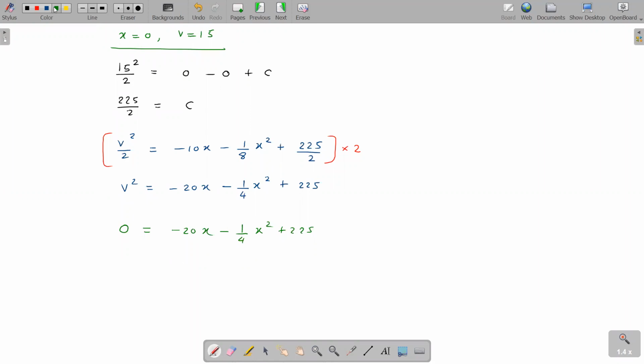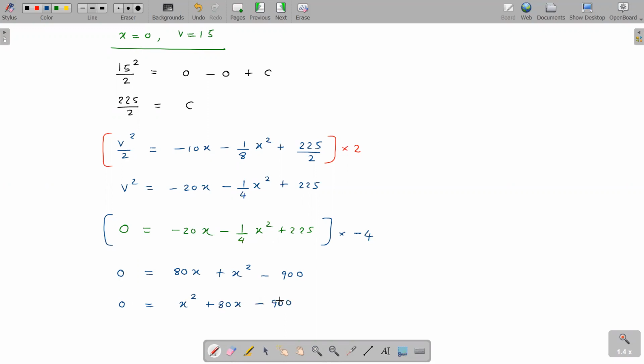So I'll make it a proper quadratic equation by multiplying everything with a 4, since there's a 1 over 4. And since it's a minus 1 over 4 x squared, shall I multiply with a minus 4 to make it a positive x squared coefficient? Because I would prefer to see my x squared coefficient positive. So I get 0 into minus 4 is 0. Minus 20 into minus 4 is plus 80x. Minus 1 over 4 into minus 4 is plus x squared. 225 into minus 4 is minus 900. So 0 equals x squared, rearranging, plus 80x minus 900.